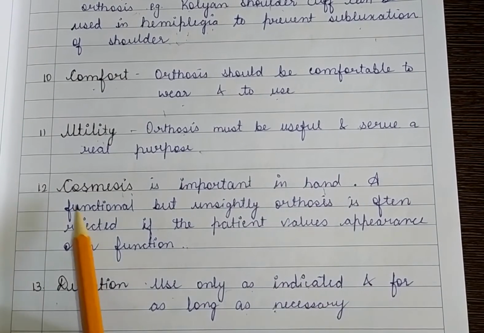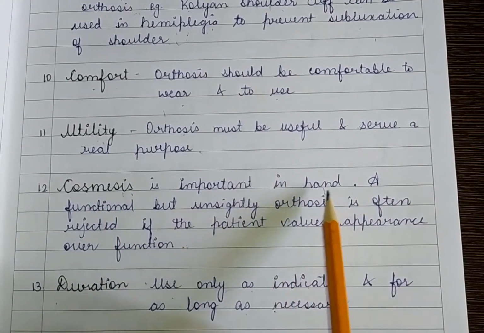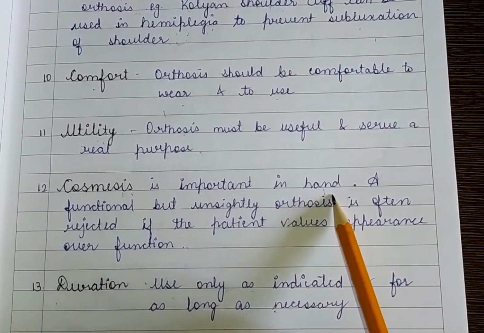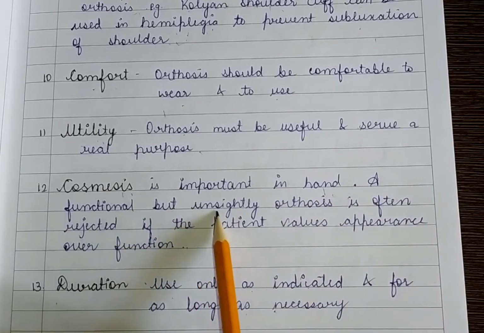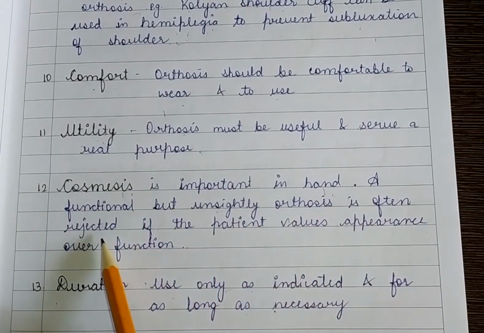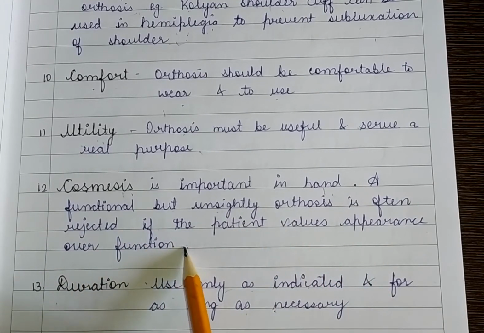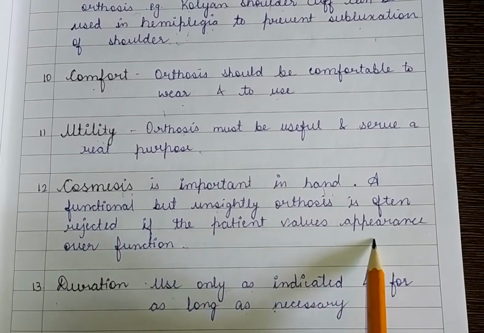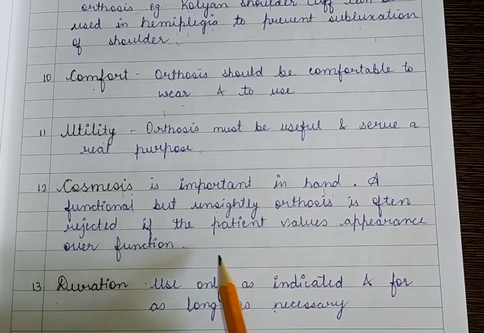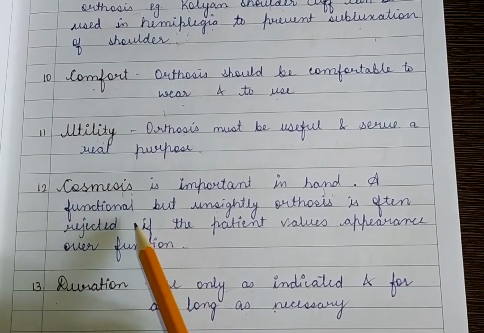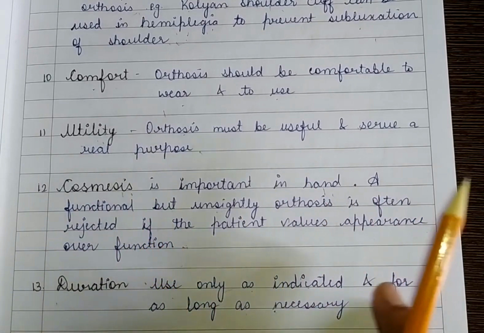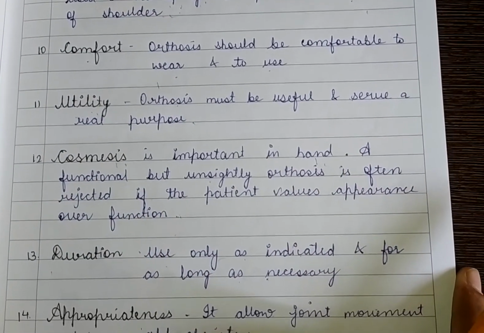Next point is cosmesis. It is important in a hand orthosis. A functional but unsightly orthosis is often rejected if the patient values appearance over function. Some patients value appearance more than function. So in those patients, the cosmetic appearance is important.